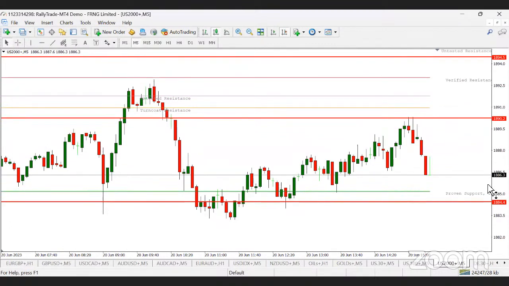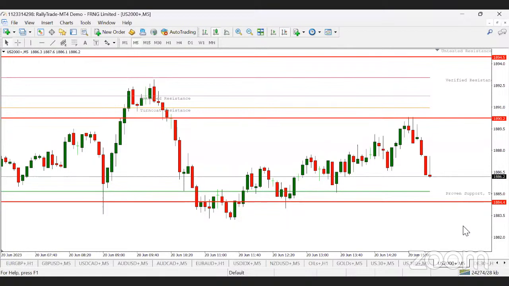Now, why will you do that? So that you'll be able to recover both the money you've lost and make more profit from it, because the probability of it going in that same direction is very high. This is the proven support. It means that price has gotten here quite a number of times but was unable to break below it. So if it finally goes below it, it means that the market is going to continue in that direction.